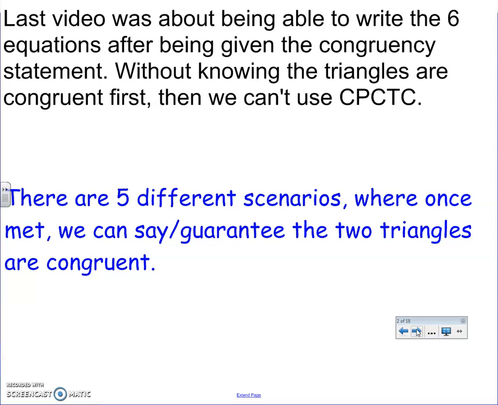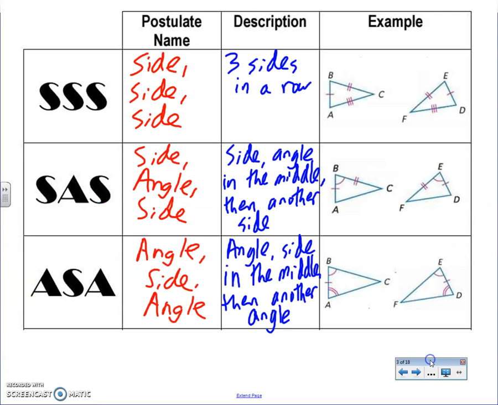There are 5 different scenarios where, once met, we can guarantee the two triangles are congruent, and then write the 6 equations. The first one is SSS. That stands for side, side, side. S stands for side, A stands for angle. The description is 3 sides in a row, and here's an example.